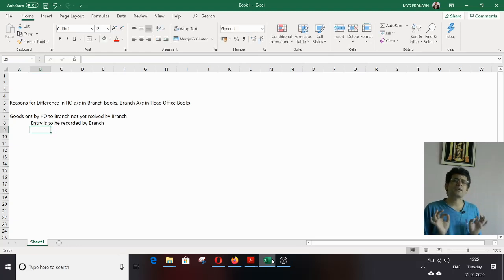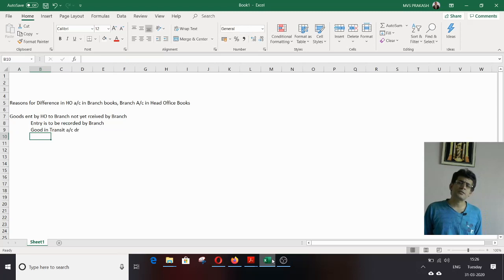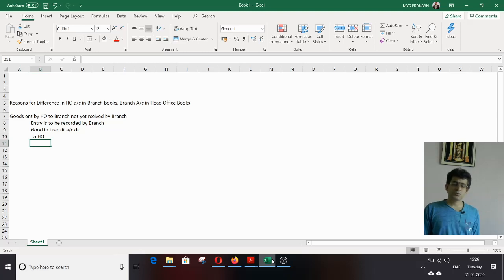See, whatever is in transit, whoever's books you are passing the entry in, whether it is the head office or the branch, transit will always be debited. Goods in transit account, debit. To what? Head office. Liability should increase. So ultimately, goods in transit account debit to head office account. This is one entry which the branch needs to pass.